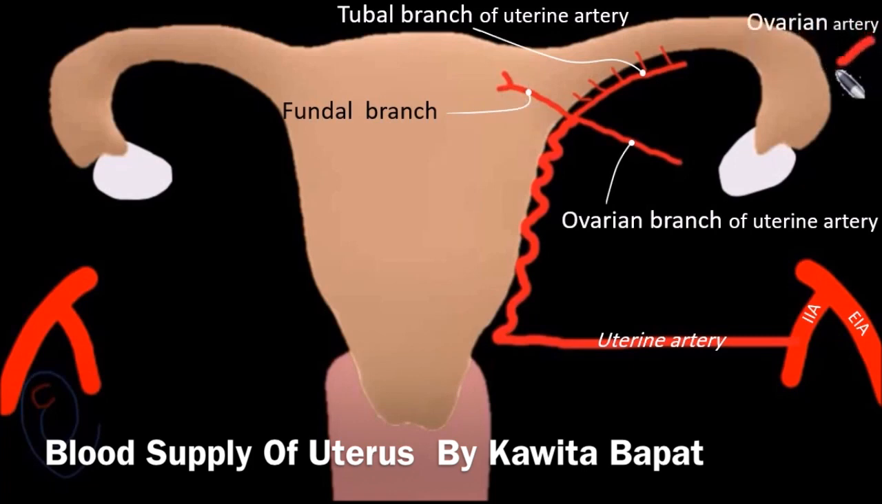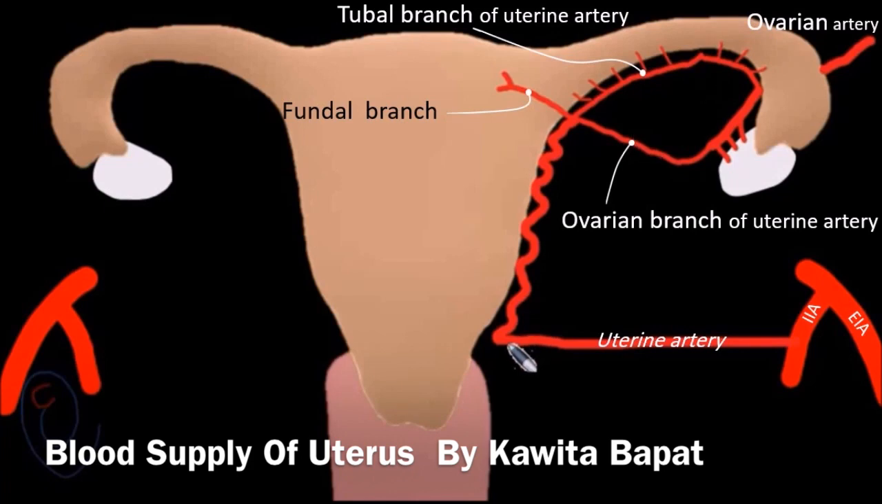Another supply of the uterus is the ovarian artery. It comes directly from the aorta, and it anastomoses with the ovarian branch of the uterine artery. At the level of the hilum it goes into the ovary. Another branch is for the fallopian tube and anastomoses with the tubal branch of the uterine artery, and the fundal branch is the third branch, which supplies the fundus of the uterus.